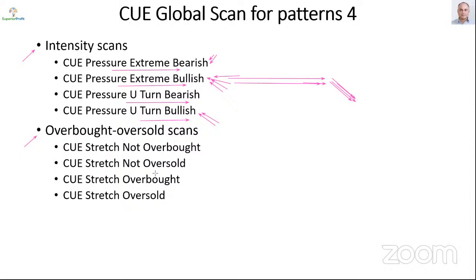Next is overbought, oversold scans: stretch not overbought, stretch not oversold, stretch overbought, stretch oversold. So if you are taking a go with flow trade, we may find stocks that are not overbought yet, and then use the output to look for go with flow setups. On the other hand, we may look for stocks where stretch is overbought and get ready for a stretch release, and probably a box short setup. That is to anticipate a trade.